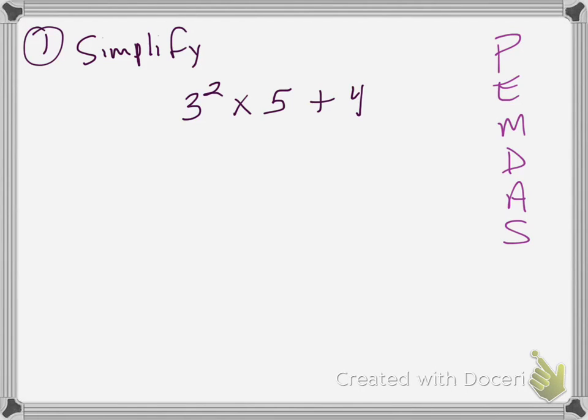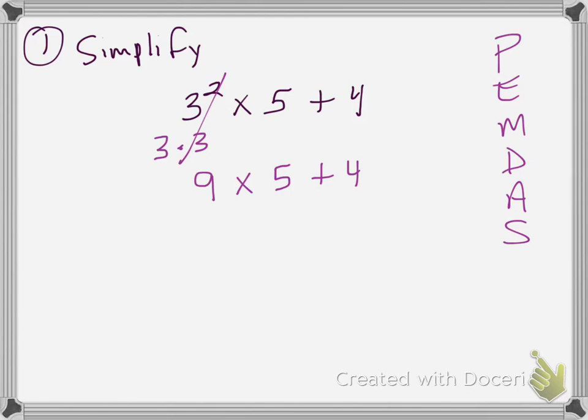The E stands for exponents. Do we have exponents? Yes, we do. You need to take care of that first. So 3 squared, that's the same as 3 times 3. So we will take care of that first, and that is going to be 9. So I'm going to turn that into 9. I'm going to do a simple cross out so I don't accidentally use it again, and I'm going to write everything else I didn't use.